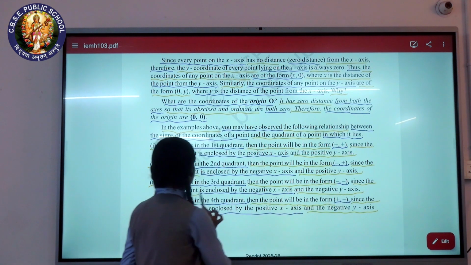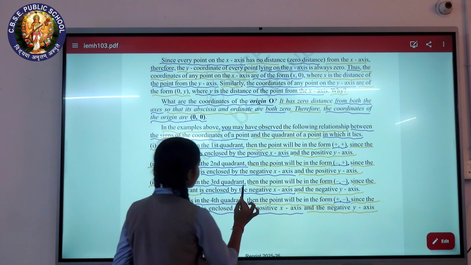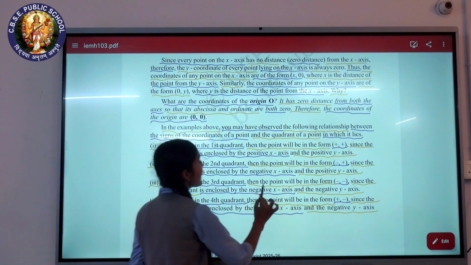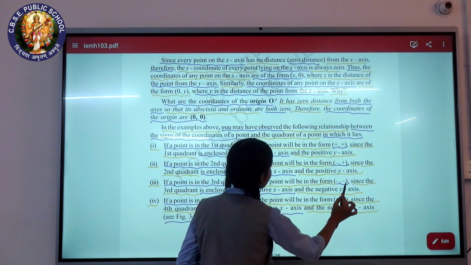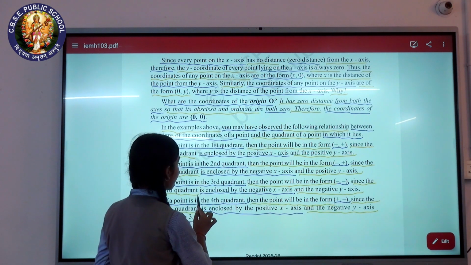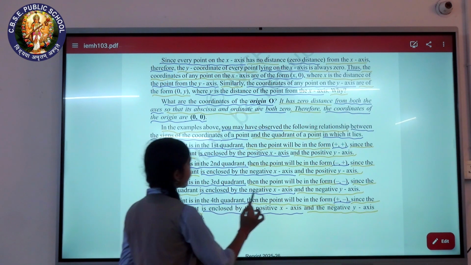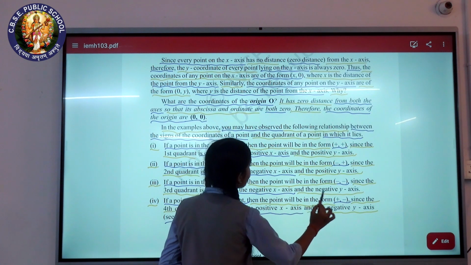and the positive y-axis. Third, if a point is in the third quadrant, then the point will be in the form minus and minus, since the third quadrant is enclosed by the negative x-axis and the negative y-axis.